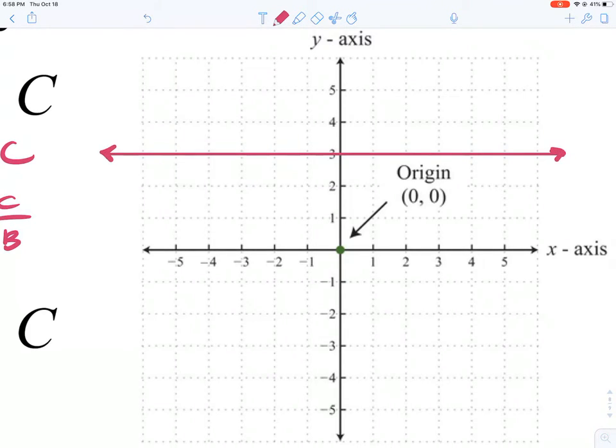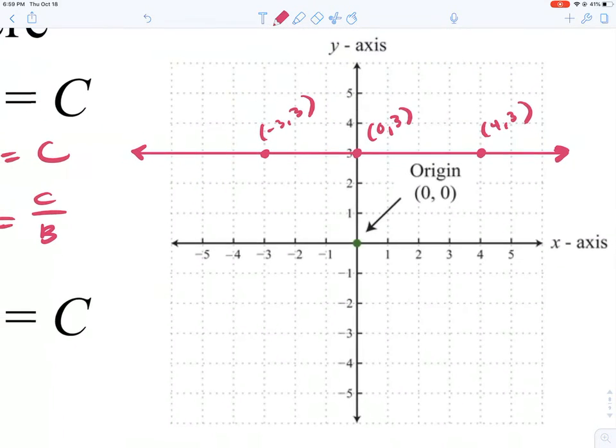And let's identify some points that lie on this line. So we have the point (0, 3), (4, 3), (-3, 3). So notice what is the same. Notice what is constant about all three of these points. The y value is equal to 3. The x value varies, but the y value is equal to 3. So the equation of this horizontal line would be y equals 3.